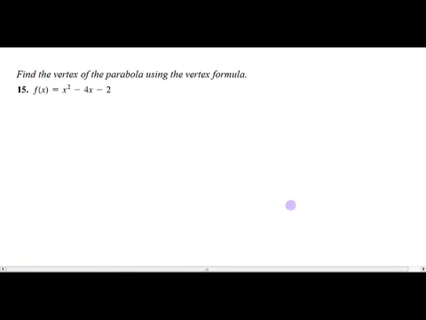Let's find the vertex of the parabola using the vertex formula. First, let's find the x. Remember that x is negative b over 2a. So our a is 1, b is negative 4, and c is negative 2. A, b, and c are the coefficients of the equation when it is in descending order. So we'll have a positive 4 over 2 times a, which is 2, and that gives us 2. So we have the x part of the vertex.